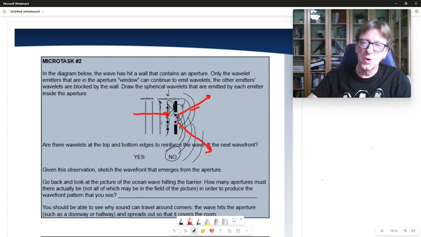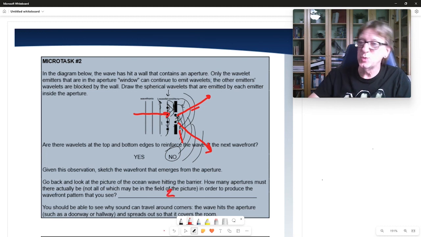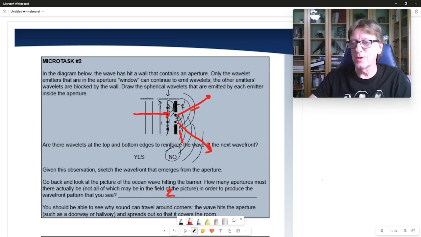So go back and take a look at that picture. I'm not going to bring it up here. I want you to think about it. And how many apertures must there actually be? We only see one in the picture. But take a look at the waves very carefully. How many apertures are there? Pause the video. Go back and take a look. There actually must be 2 of them there. And if you don't believe me, go back and see how those waves are being curved. And there is actually another aperture just off the screen that you can't see from there.